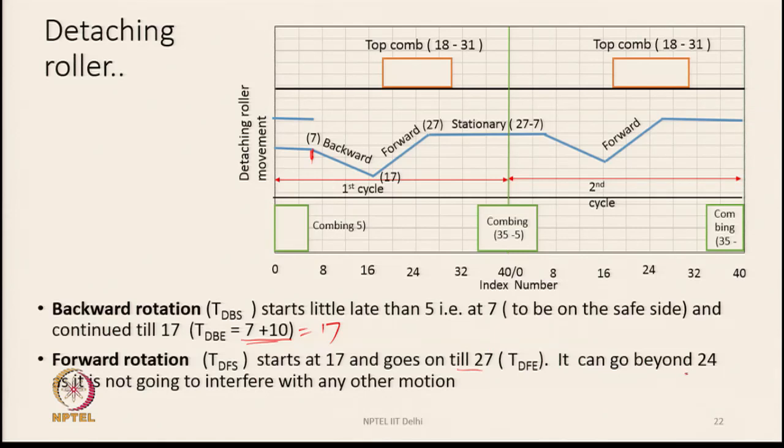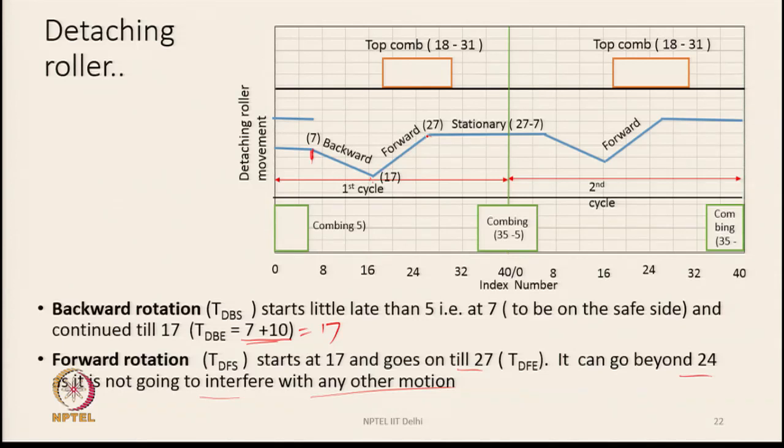So, it can go beyond 24 as it is not going to interfere with any other motions, and hence it can go even up to 24. There is no problem beyond 24 because it is not going to interfere with any other motions. So, this is the backward journey from 7 to 17, and 7 to 27 is the forward journey for the NIP, for the detaching rollers.